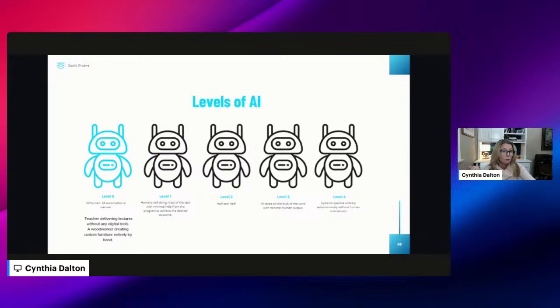Level 0 are tasks that are fully performed by humans with no assistance. So think woodworker making furniture. Think old school teacher just teaching with her hands and a book. That's level 0. So that's pretty easy to understand, right?